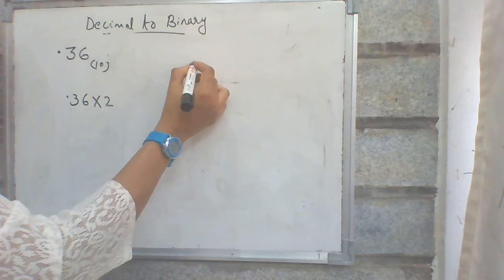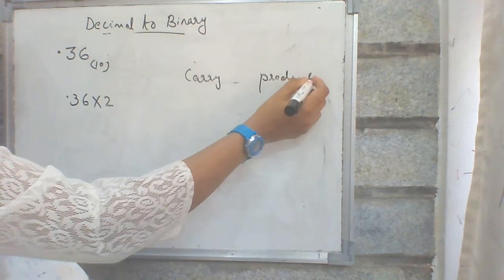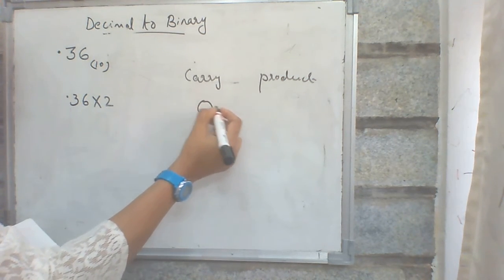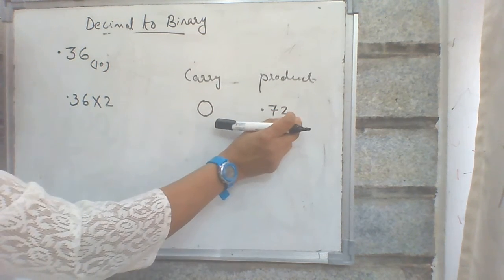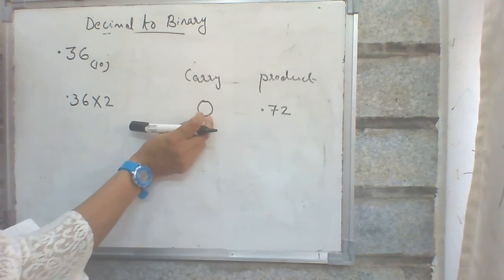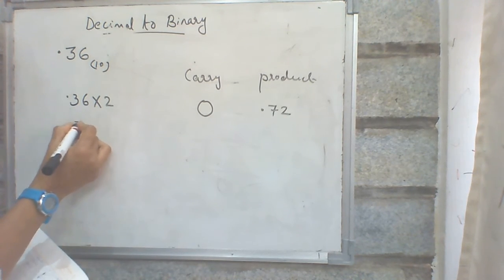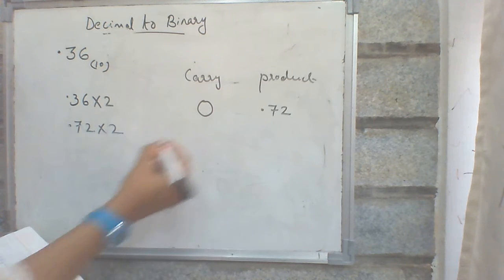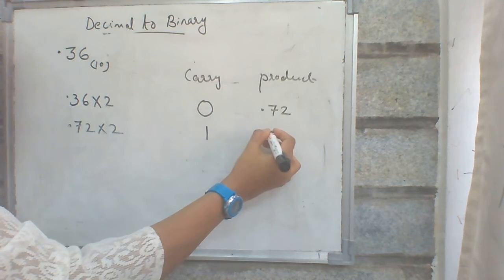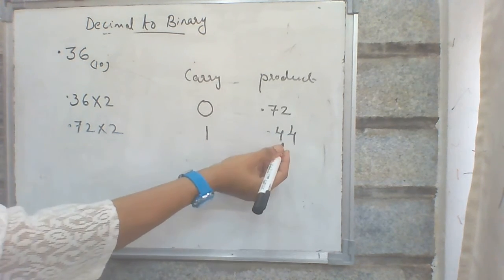0.72. Then we need to write the carry and the product separately. What is the carry? 0. The answer is 0.72. The carry you write here, the product separately. Then again this 0.72 into 2. What is the answer? 1.44. 0.72 into 2 is equal to 1.44. Okay. Then what is the next step?